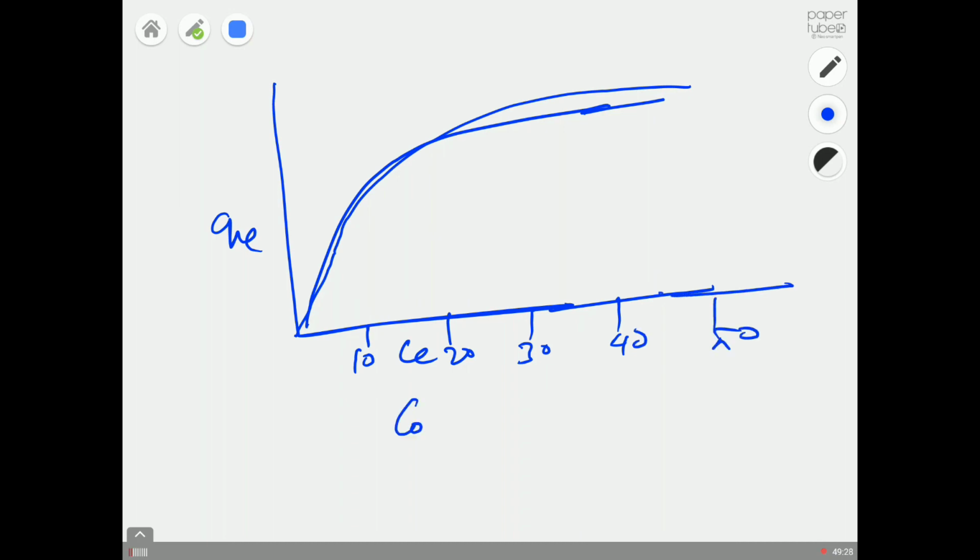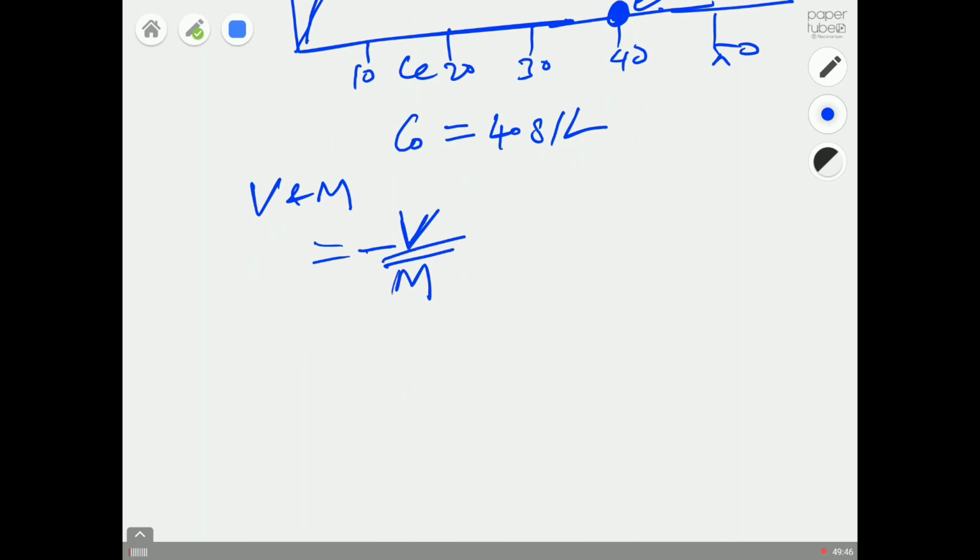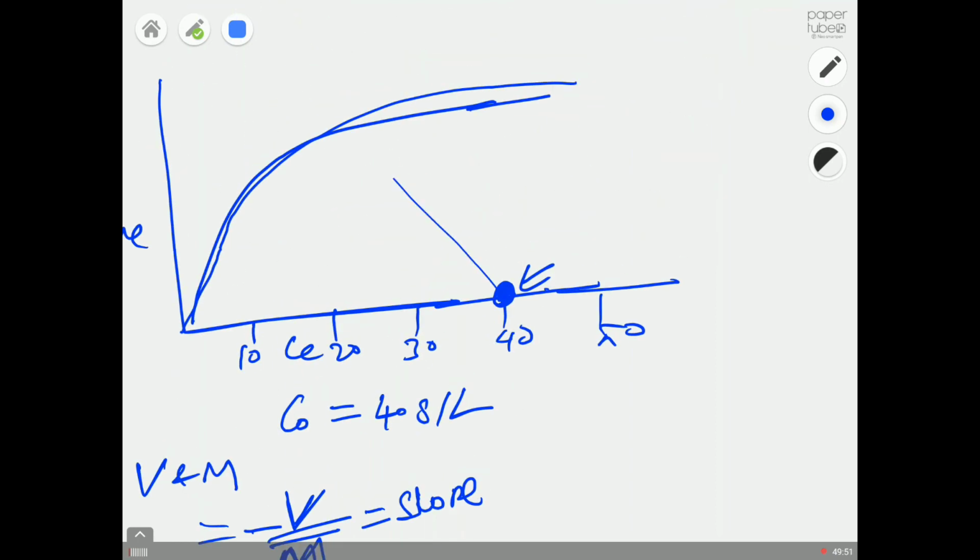And if I say my initial concentration is 40 grams per liter, all you need is to locate the point where your 40 grams per liter is. Then, given a volume and mass, from that you get the slope value minus V by m. You should draw the line whose slope is equal to minus V by m, and wherever this operating line intersects your equilibrium curve, from that point you can read the corresponding values.